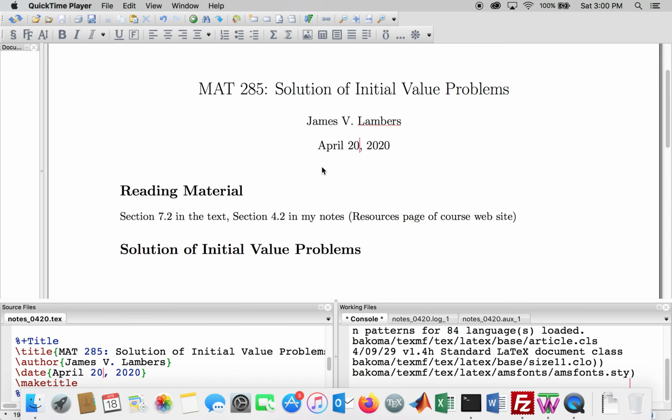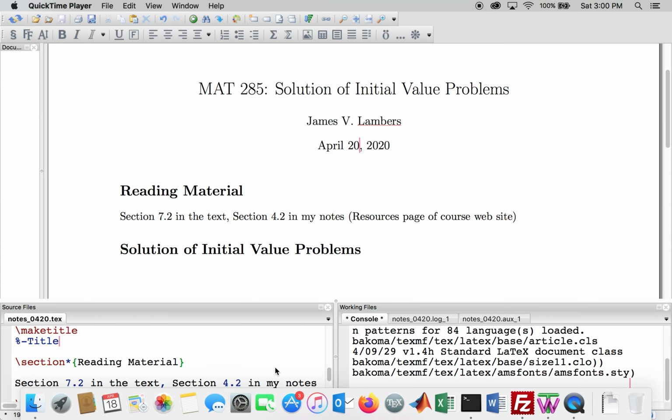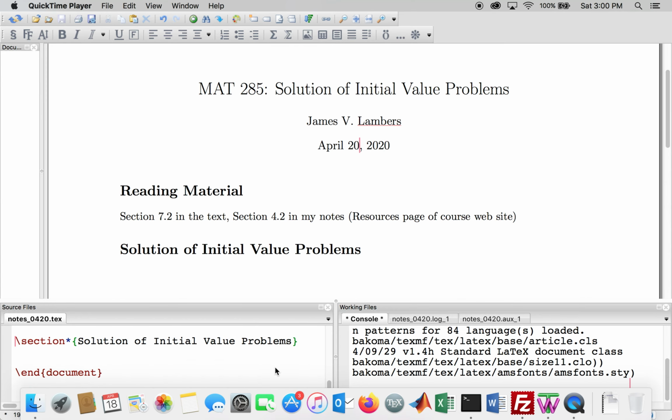Okay, today we're going to see how the Laplace transform can be used to help us solve initial value problems. So this is 7.2 in the textbook and then section 4.2 in my notes covering that same material.